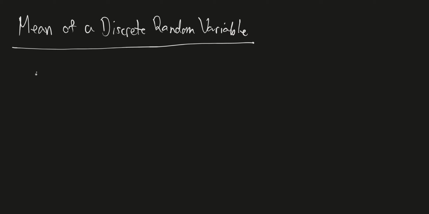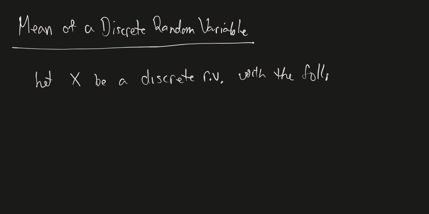So let x be a discrete random variable. And what I'll do from now on is abbreviate random variable by RV, right? So not recreational vehicle, but random variable. So let x be a discrete random variable with the following PDF.